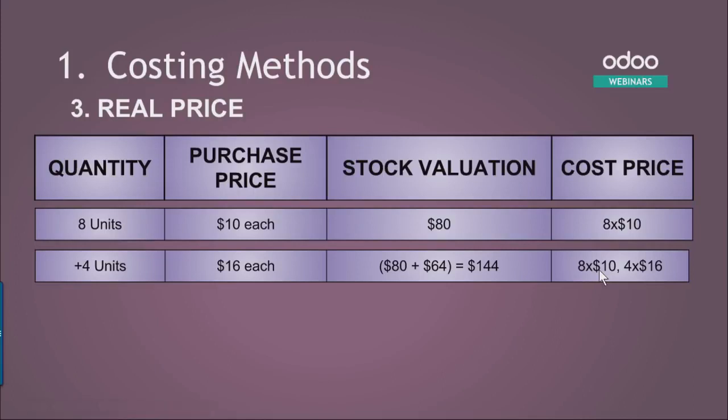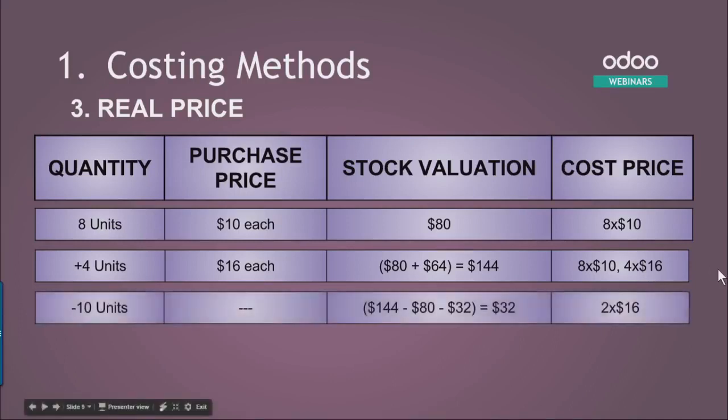So I'll show you that one in a second in Odoo, but it's going to keep each section of inventory as it was brought in, listed with the price that you paid for that section of the inventory or that quantity. And so notice that here we have 8 times 10 listed as part of your cost price and 4 times 16 listed over here as part of your cost price.